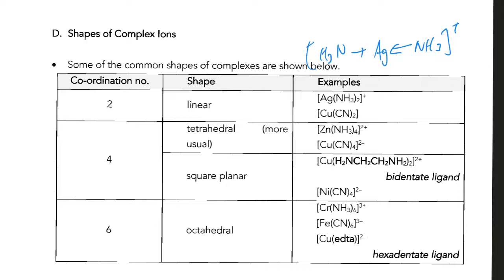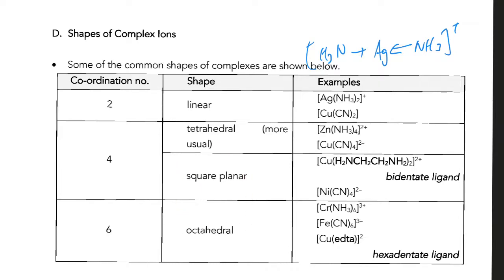Now, if it's 4, you can actually have 2 possible shapes, and this depends on the transition metal center. You can have a tetrahedral shape, which is more usual, but you can also have a square planar shape. One of the most famous square planar compounds is cisplatin, which was one of the first anti-cancer drugs ever found. It was highly toxic, but at least it was still able to prevent these cancer cells from multiplying.